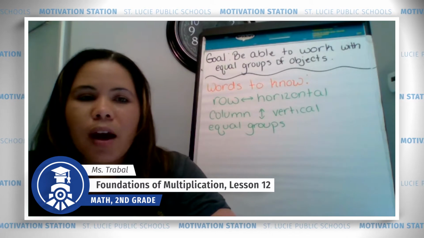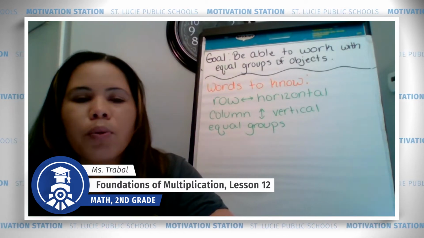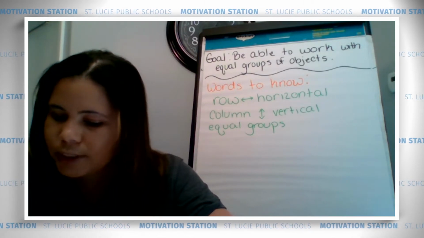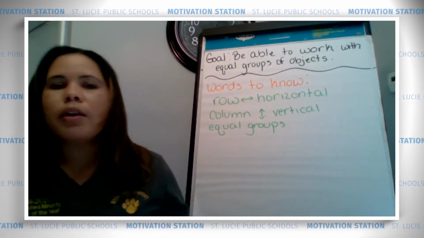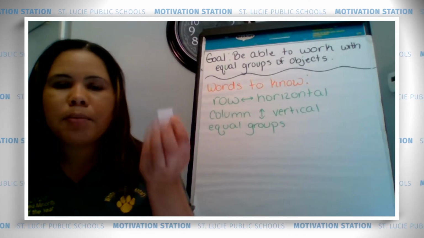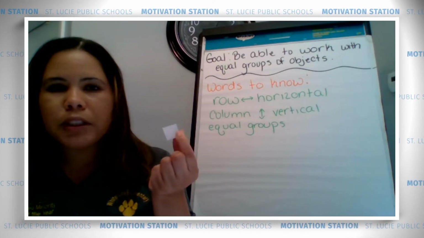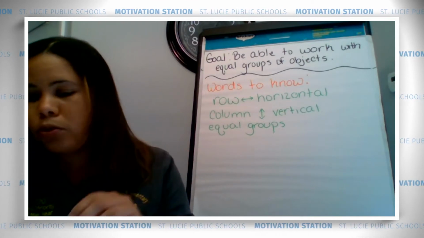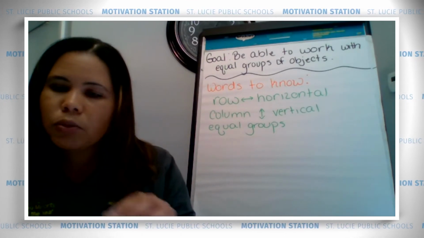We are continuing our learning on being able to work with equal groups of objects. If you were able to, at the end of the last video, I shared that you could go online and find a template for square tiles and have those printed out and cut out. So if you did that, great, you may be able to use those today. But if you didn't, it's okay.